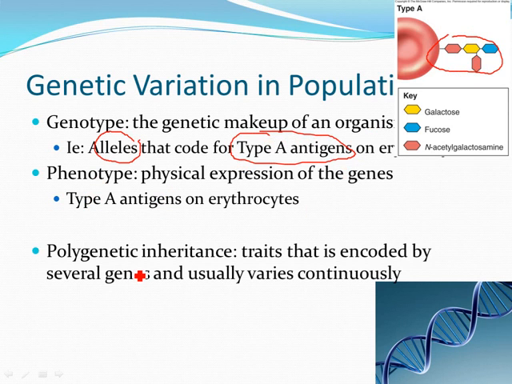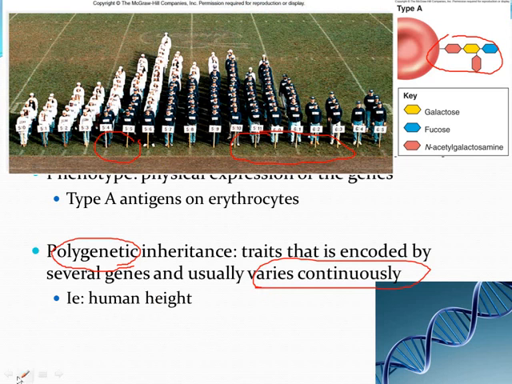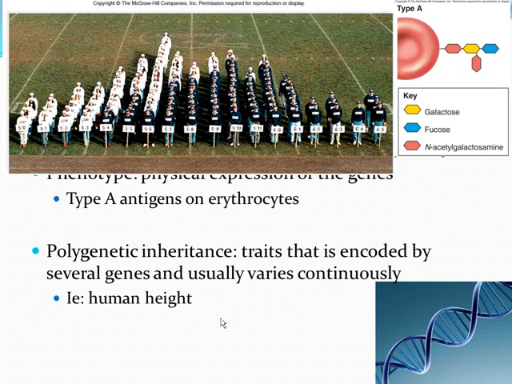Things that have polygenic inheritance, like the name implies, have more than one gene. So many genes are involved in this particular case. These are traits that are encoded by several genes. Usually it varies continuously, something like height. Height has many different genes that help incorporate height, so we're not talking about just one location or one allele. We're talking about different locations, on different genes as well, to help us have this height.